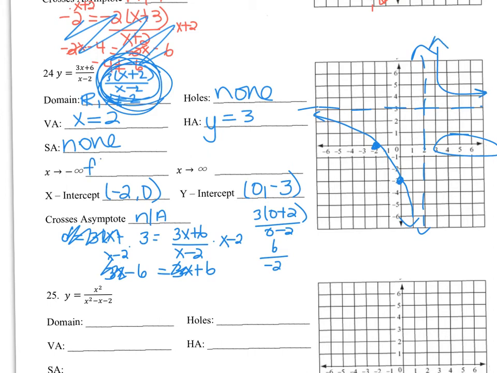So as x is going to negative infinity, it's approaching my horizontal asymptote, which is at 3. And as x is going to positive infinity, your y values are still getting close to your horizontal asymptote, which is 3.